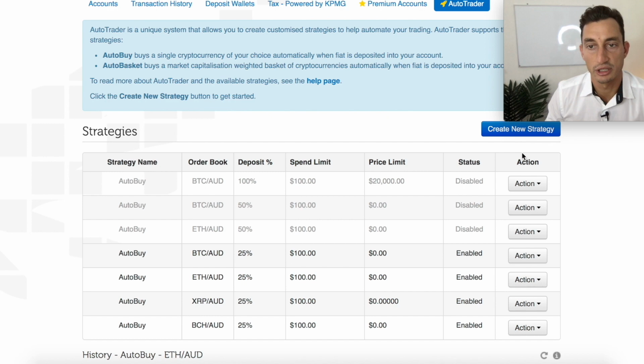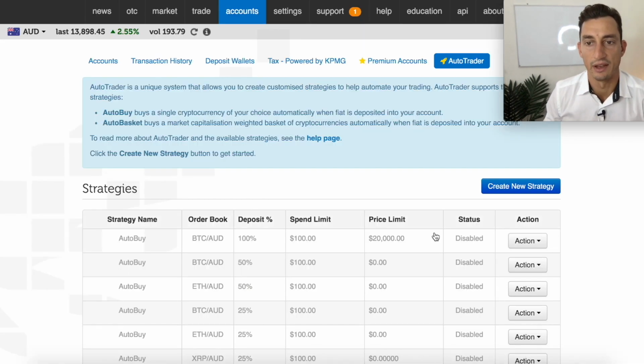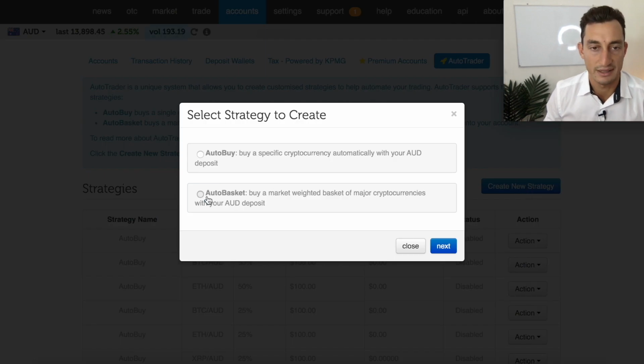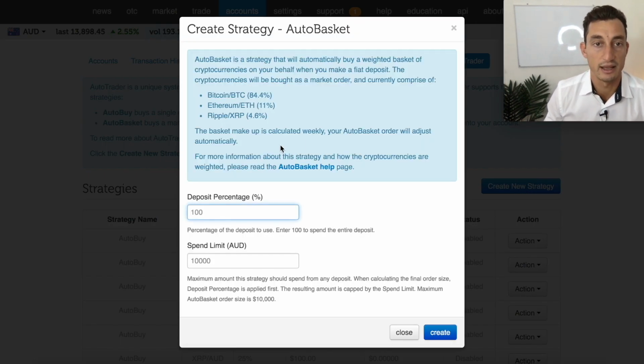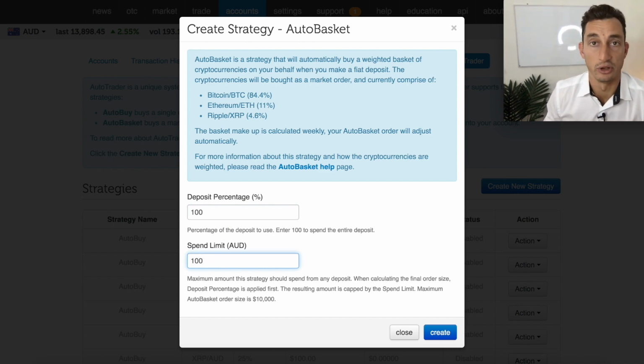One last thing I want to show you, and so that requires me to disable all of these actions here. And the last thing is the auto buy basket. So basically the auto basket next, and this is an automatic strategy of Bitcoin at 84%, Ethereum at 11%, Ripple at 4.6%. So we put in $100 a week, deposit percentage 100%, spend limit. Again, let's say we only have $100 that we put in weekly and we hit create on that. That's going to buy us $84 of Bitcoin, $11 of Ethereum, and $4.60 of Ripple.